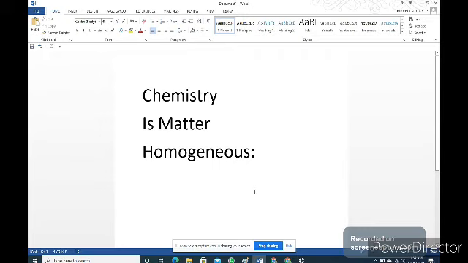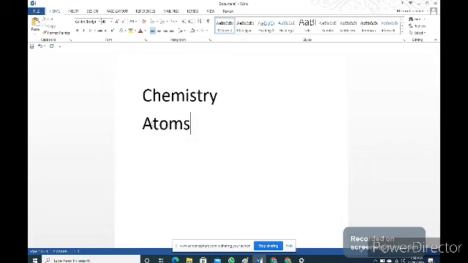These atoms were discovered by some other people, J J Proust and Dalton and etc. And right now we'll find Dalton's atomic theory.